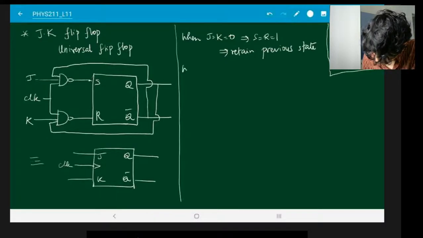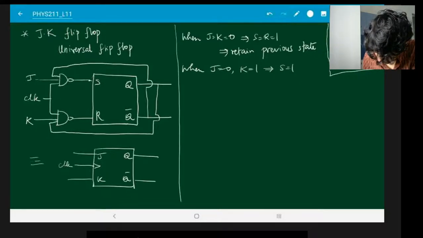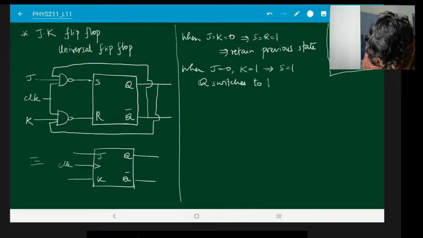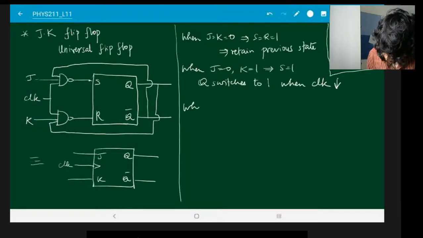If J is 0 and K is 1, now because J is 0, S becomes equal to 1. And what happens is that now the Q will switch to the 1 state whenever the clock pulse is decreasing. So when the clock pulse goes from 1 to 0, that is when Q will switch to 1.